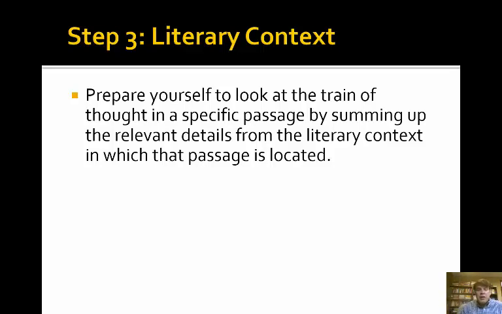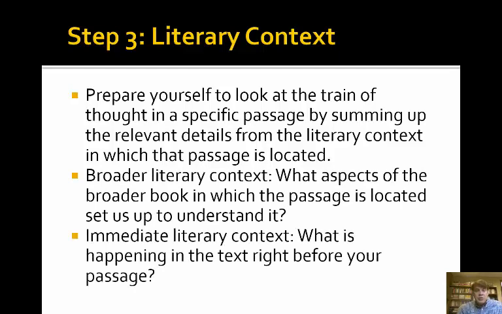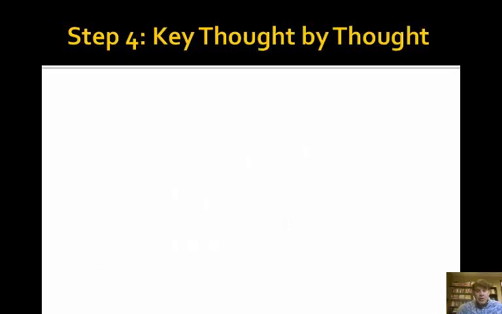Prepare yourself to look at the train of thought in a specific passage by summing up relevant details from the literary context in which that passage is located. And there are two layers of that kind of literary context. One is broader literary context: what aspects of the broader book have set us up for these verses. And then immediate literary context, which is more important for this assignment: what is happening in the text right before your passage starts? So give me the text and then give me some immediate literary context. You can put some broader in there too, but what is the context right before we get to the verses I'm focusing on?